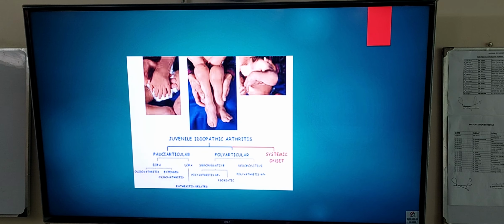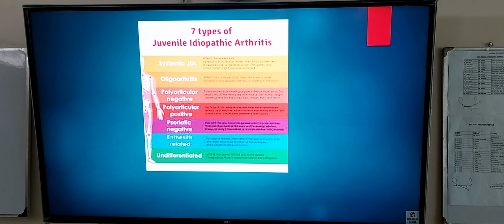Juvenile idiopathic arthritis is of three onset types: oligoarticular, polyarticular, and systemic onset. Polyarticular, again, is seronegative and seropositive, that is RA factor negative and RA factor positive. There are 7 types of juvenile idiopathic arthritis: systemic, oligoarthritis, polyarticular with negative RA factor, polyarticular with positive RA factor, psoriatic form, enthesitis form, and undifferentiated.